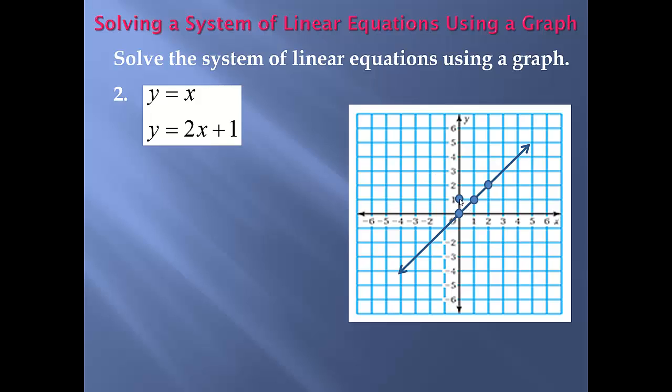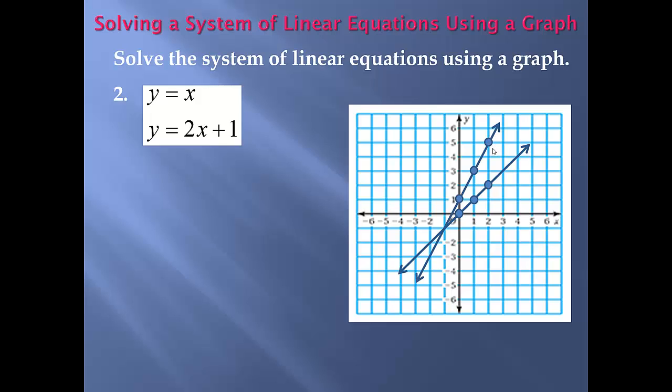So from the point we have, we would go up 2, which is 1, 2, and then to the right 1, and plot our point. And then again up 2, 1, 2, and then over 1 to plot the point. Now we can graph the line.